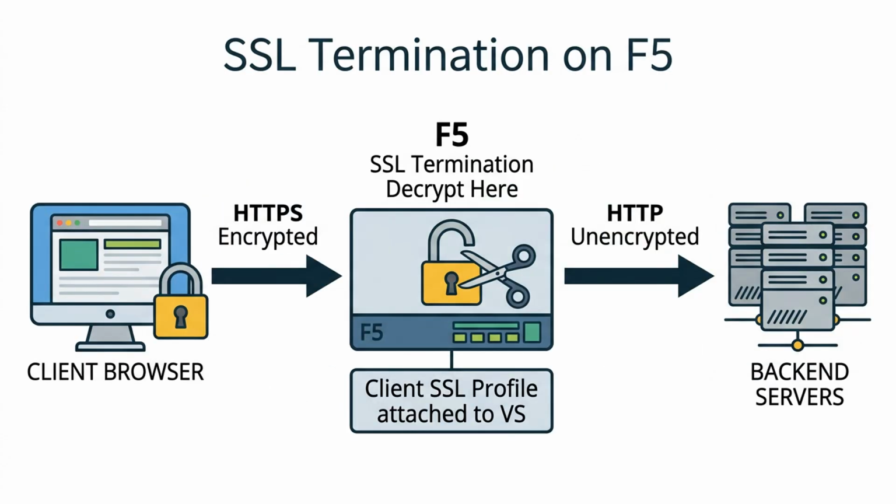Here's a bonus feature that makes F5 incredibly powerful: SSL Termination. When clients connect to your virtual server over HTTPS, F5 can decrypt the traffic right there. This is called SSL Termination. F5 does the heavy lifting of decryption so your backend servers don't have to. Your servers just receive plain HTTP. This offloads CPU work from your servers and also allows F5 to inspect the traffic for security purposes. You simply attach an SSL profile to your virtual server.